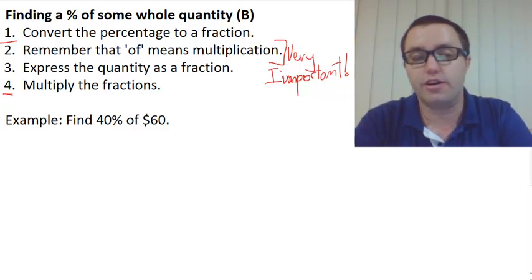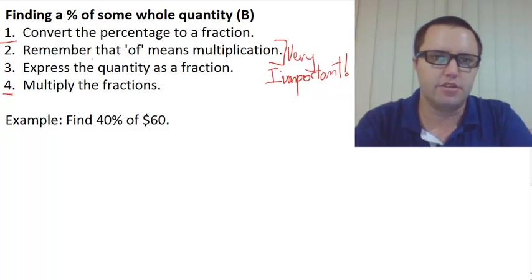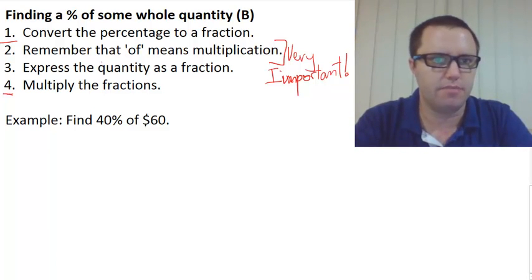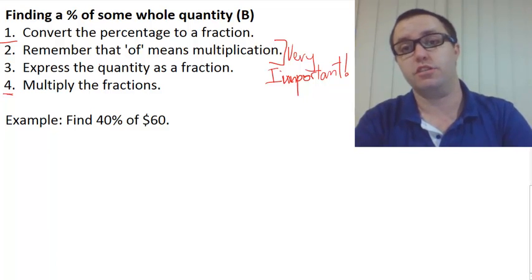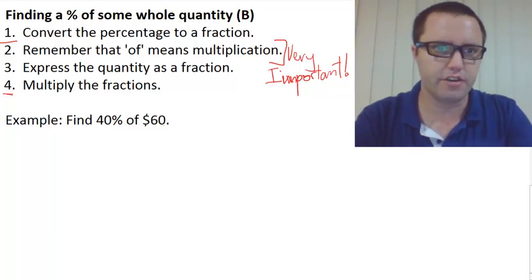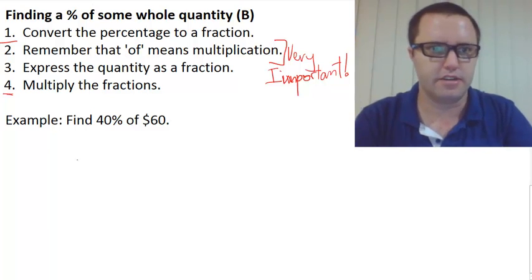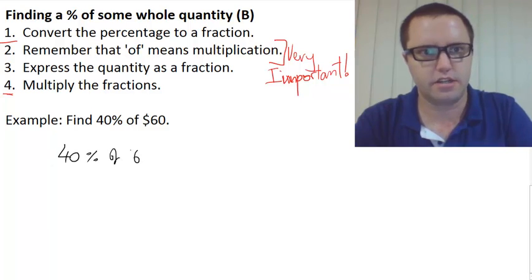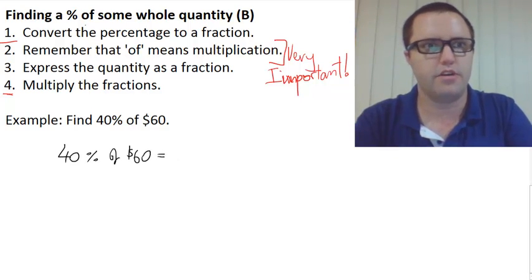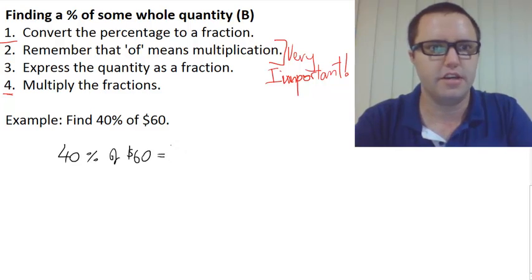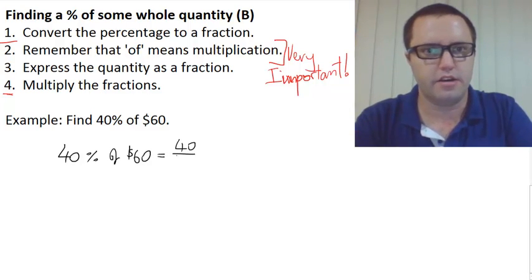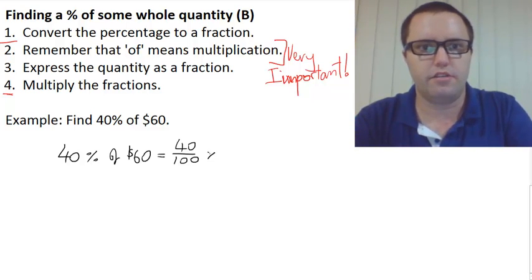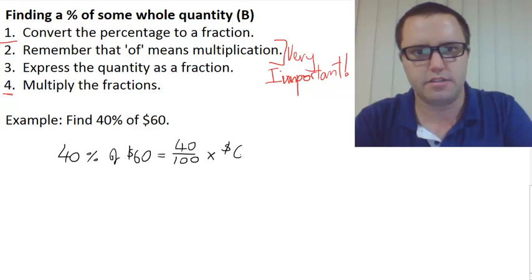Now, fortunately, you guys are able to use your calculators now, so some of these examples are a little bit simple, but we'll be able to see more complex ones later because we can just use our calculators instead. So for example, find 40% of $60. 40% of $60 equals, so I need to convert the percentage to a fraction first. So 40% is 40 over 100. We saw that last video. Of is a times, and $60 just still stays there.